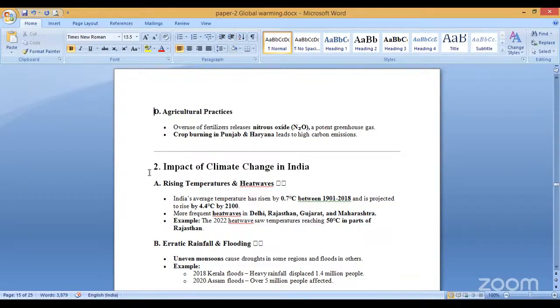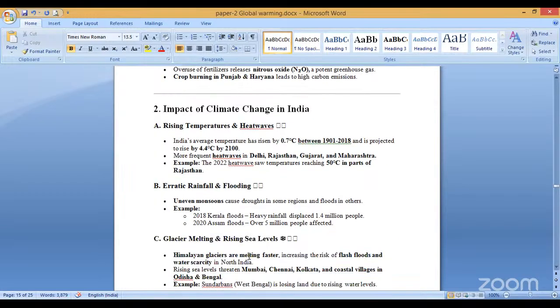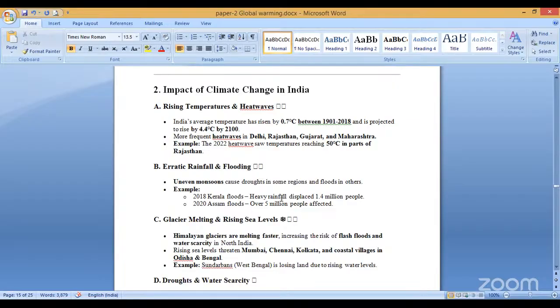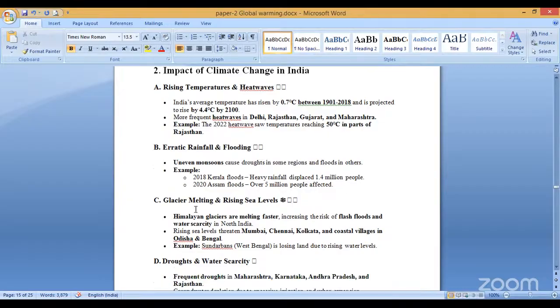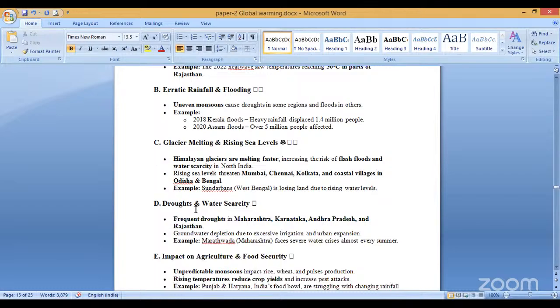The next one is erratic rainfall and flooding. Uneven monsoons cause droughts in some regions and floods in other places. For example, in 2018 the Kerala floods, with heavy rainfall, displaced 1.4 million people. In 2020, Assam floods affected over 5 million people. Then there are melting glaciers and rising sea levels. The Himalayan glaciers are melting the fastest, increasing the risk of flash floods and water scarcity in North India.